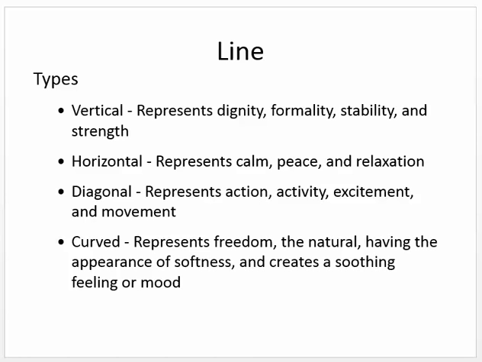Types: we have vertical lines, horizontal, diagonal, and curved. These are important things. I'd make sure I get this down. Vertical represents dignity, formality, stability, and strength. You're going to see lots of these at things like state buildings, banks, because when you walk in, they want you to think dignity, formality, stability, strength, things that are going to last.